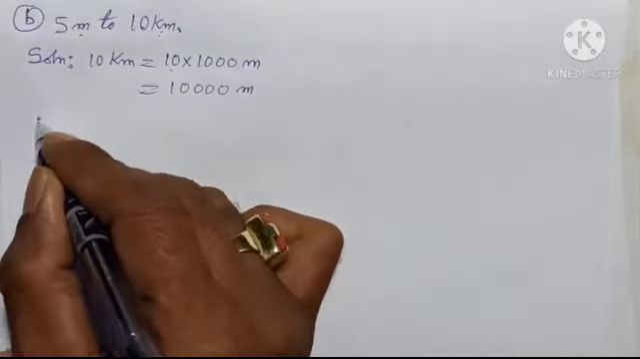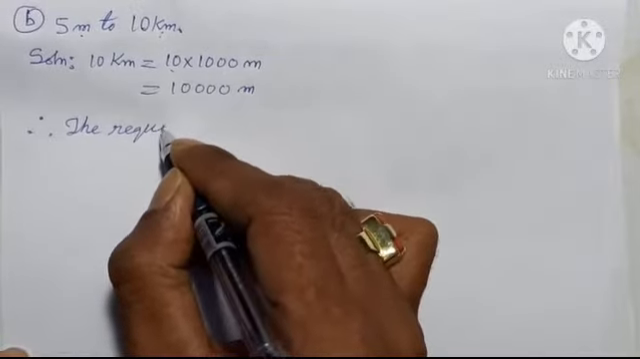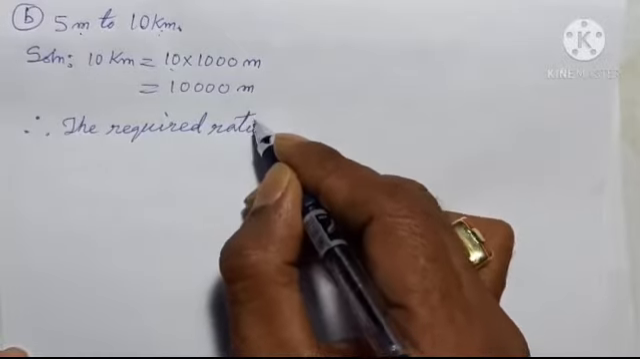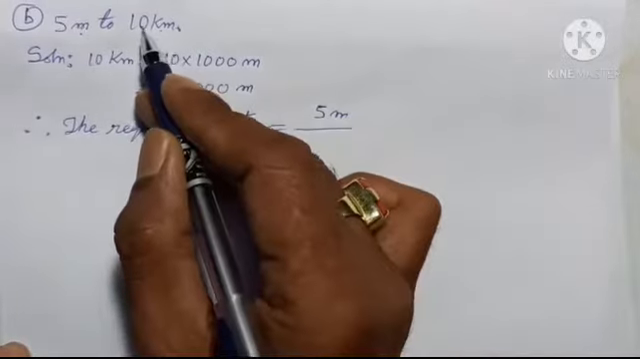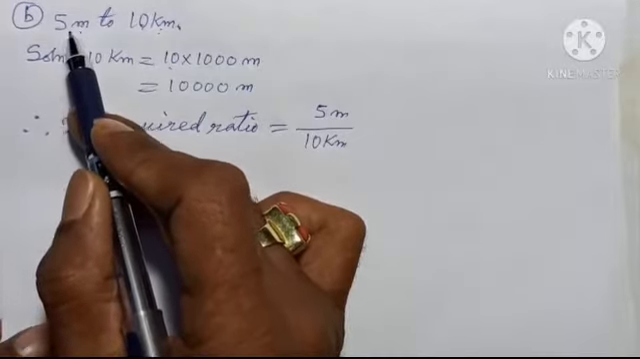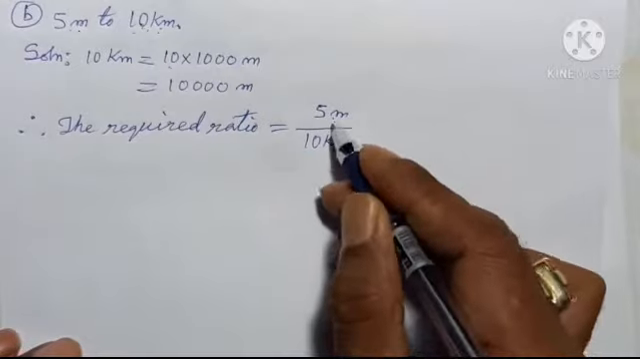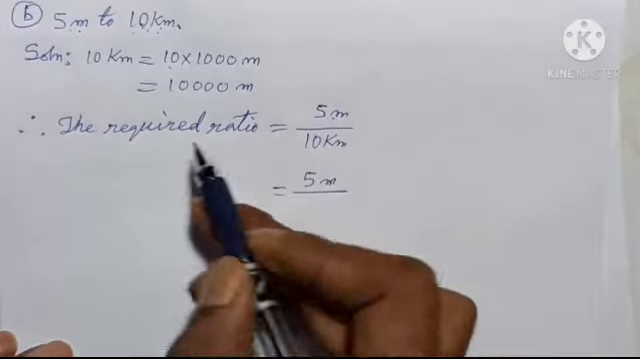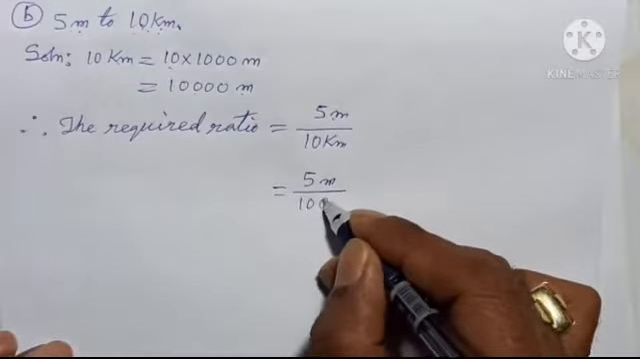Now we have to find out the ratio. Therefore, the required ratio is equal to 5 meter must be divided by 10 kilometer. We have to write down the first value first. After that, the second value should be placed below the first one, like this. Next, 5 meter, 10 kilometer is equal to 10,000 meters. So write 10,000 meter.